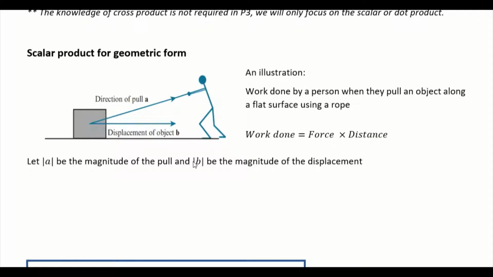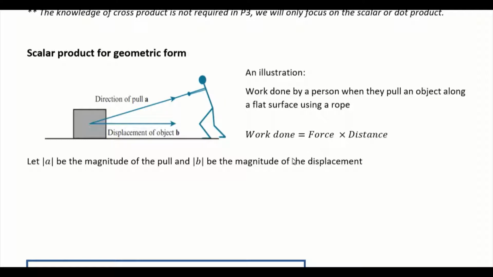I'm going to explain this idea by using a simple illustration. This is a diagram of a person trying to pull an object along a surface by using a rope. If you have learned physics, to calculate the work done by the person, we use the formula of the force needed for the person to pull the object, multiplied by the distance that the object moved.